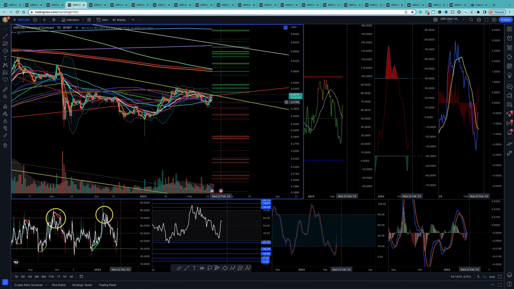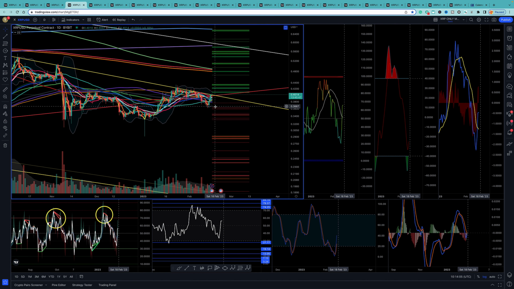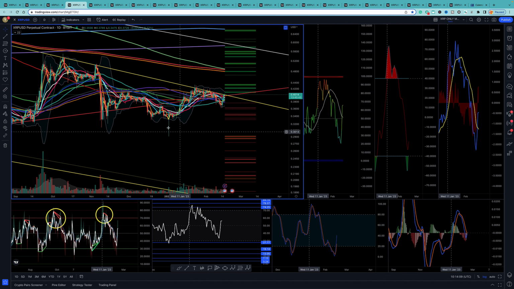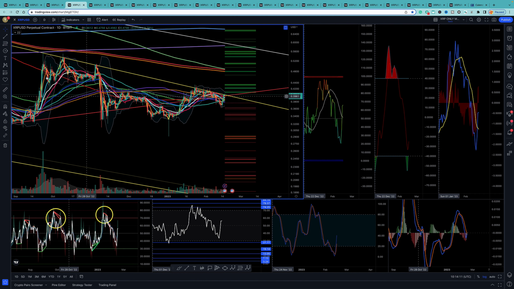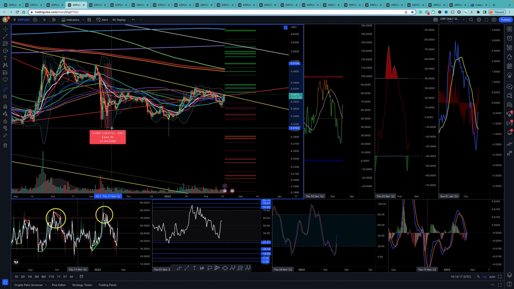The daily may just bottom out and give us a 786 here. Or we get a much bigger move, and from the top here to the bottom is a 39% move.